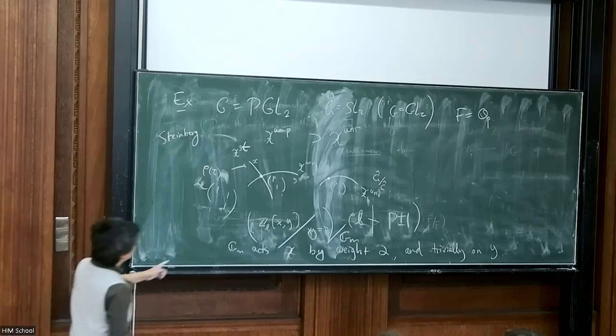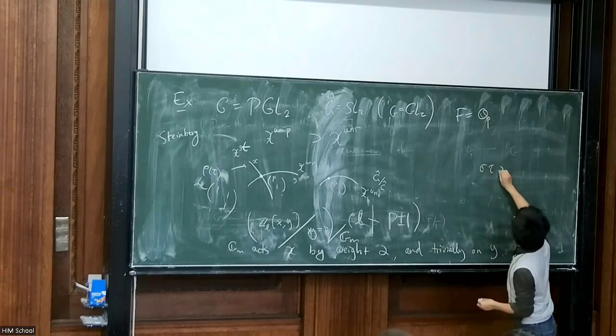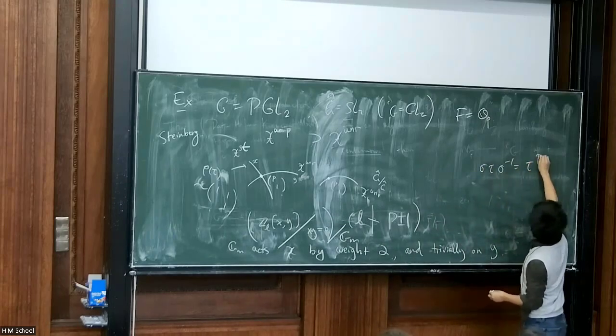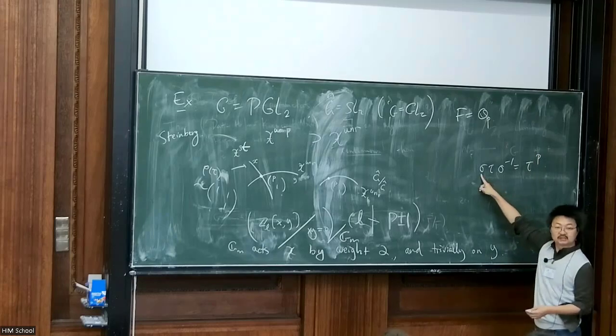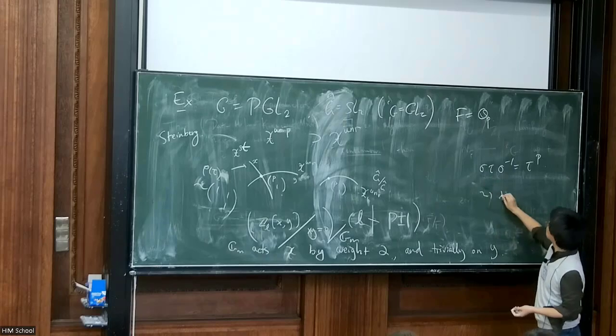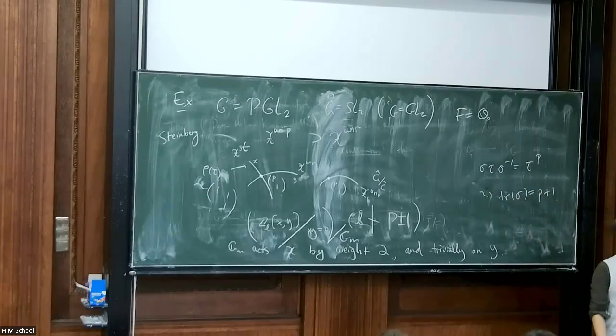Special about the matrix P1: P1 is the only one, if you want to have this relation, sigma inverse of tau to the P, and then if you want sigma to be such, then you will see the trace of sigma must be P plus 1. This will force the trace of sigma to be P plus 1, something like that.